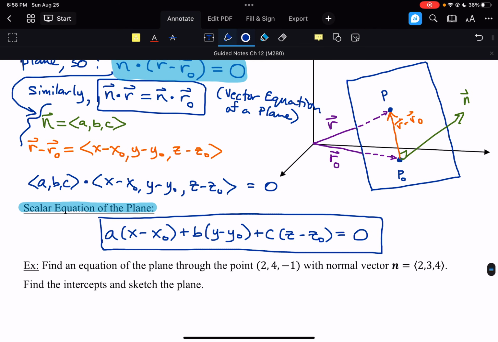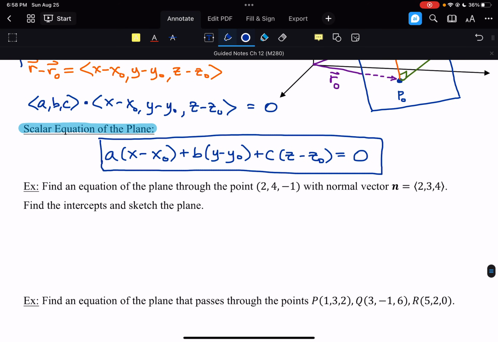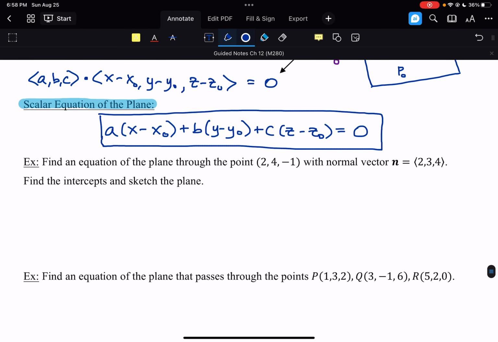Let's take a look at some examples. Find an equation of the plane through the point (2, 4, −1) with normal vector ⟨2, 3, 4⟩. Find the intercepts and sketch the plane. So in terms of the equation, we need a point on the plane, given, and we need the normal vector, given. So this one's a little bit of a freebie, giving us all the pieces that we need. So we get 2 times (x − 2) plus 3 times (y − 4) plus 4 times (z − (−1)) equals 0.